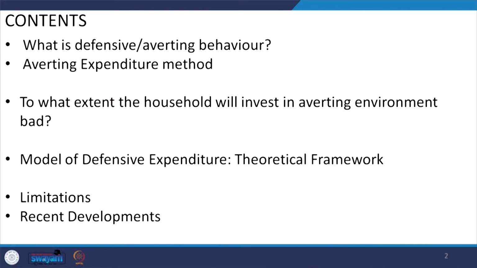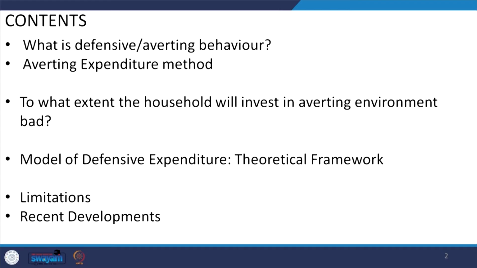So, under this averting expenditure method we will be defining what is the meaning of it, and then we will be talking about what are the different examples where we can use this averting expenditure. So, once we define what is the defensive behavior, then we will be able to understand what is the defensive or averting expenditure method, because once you are showing this behavior, then it is related to the expenditure itself. So, we will be making these 2 things clear.